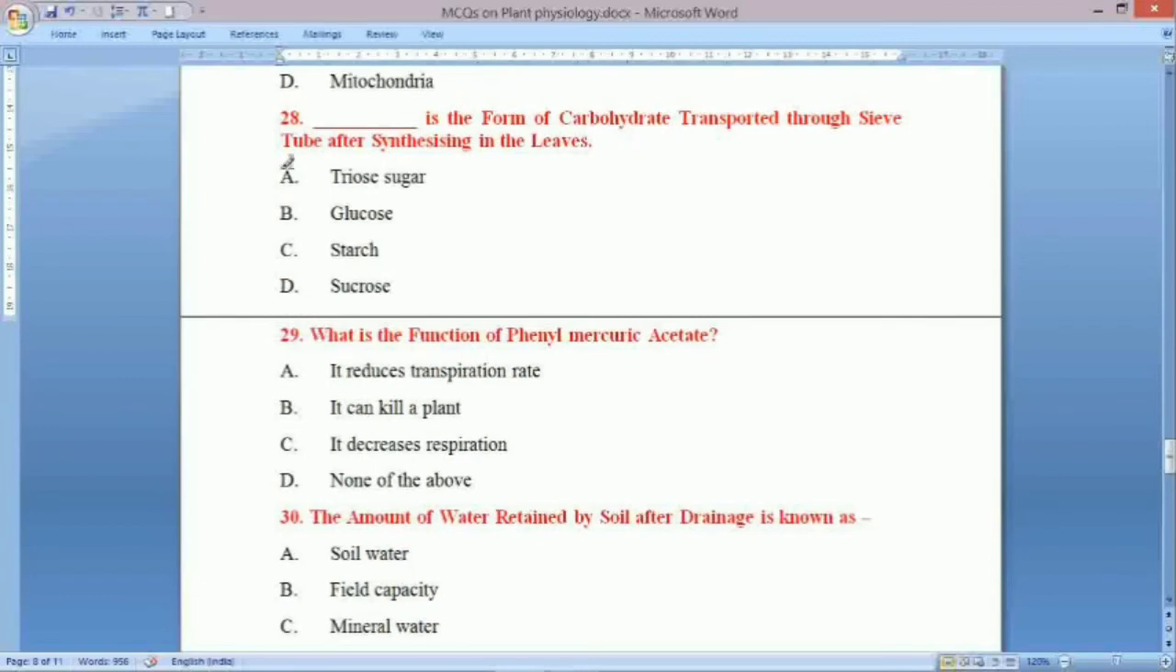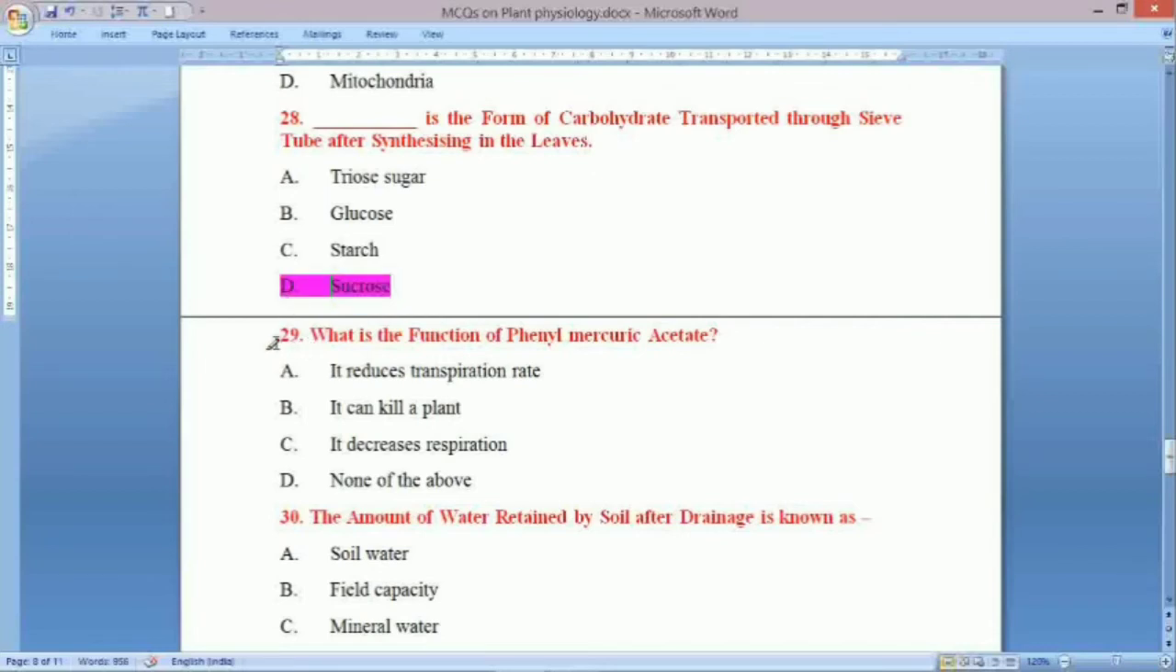Next question, question number 28. ... is the form of carbohydrate transported through sieve tube after synthesizing in the leaves. Option A, triose sugar, B, glucose, C, starch, and D, sucrose. And here the right answer is option D, sucrose.